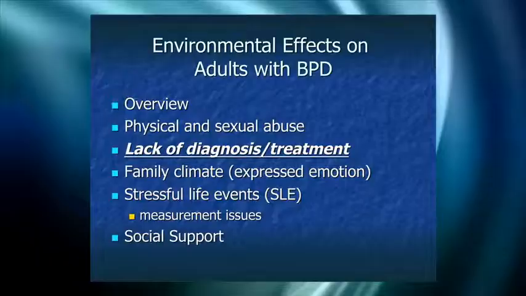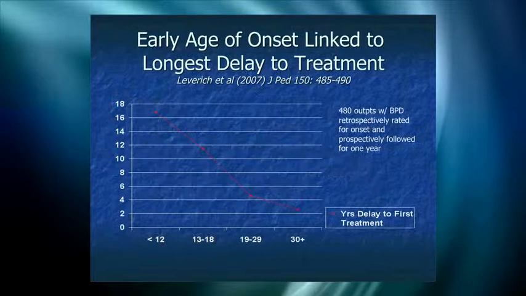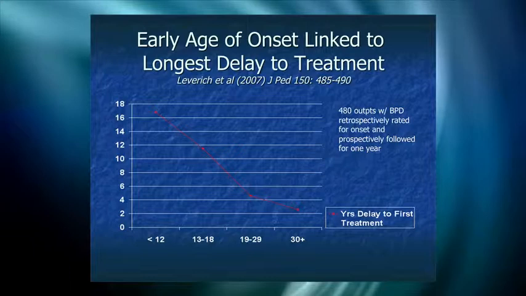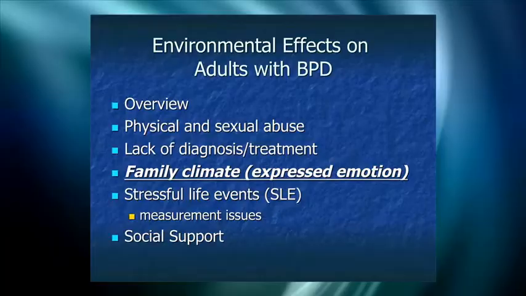How about lack of diagnosis and treatment? We know also from that same investigative group that the earlier the age of onset is linked to the longest delay in treatment. So what that really means is if your onset started quite early, say under 12, compared to the adolescent 13 to 18-year-old, 19 to 29 or 30, if you all end up getting treatment at about the same time, clearly if you had the earliest age of onset, there's been the biggest gap where you've been ill without intervention. And so those have been very struggling years for people.